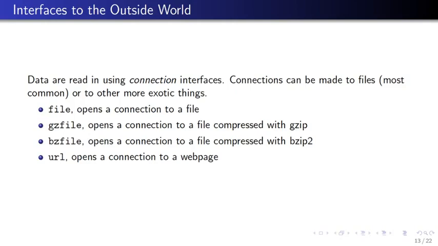So the file function is a function that opens a connection to a standard uncompressed file. This can be useful for text files, for reading in other types of text files. gzfile and bzfile are used for opening connections to compressed data files. gzfile is used for files that are compressed with the gzip algorithm, and bzfile is for opening connections to files compressed with the bzip2 algorithm. Files that are compressed with gzip usually have a gz extension, and files compressed with bzip2 usually have a bz2 extension.